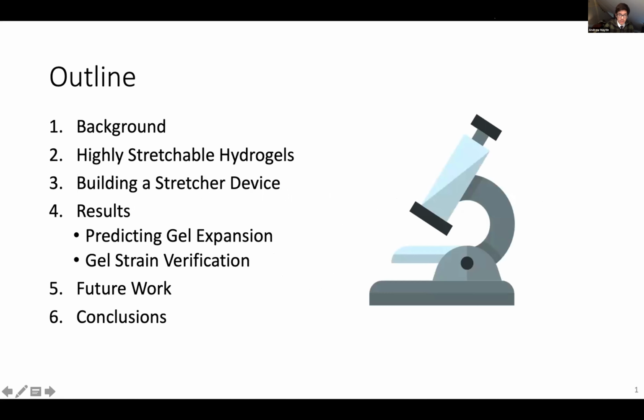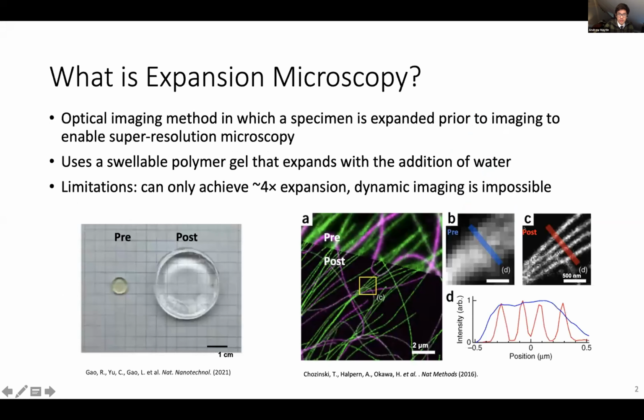So just as a brief outline of what I'm going to talk about, I'm going to go over the background of this project, then talk a little bit about the highly stretchable hydrogels that we're using. I'm going to talk about how we built a stretcher device to stretch gels. Then I'm going to talk about the results of our project, which include predicting gel expansion and verifying the amount of gel strain. Then I'll go over future work and conclusions.